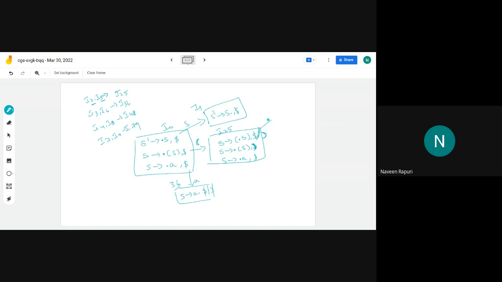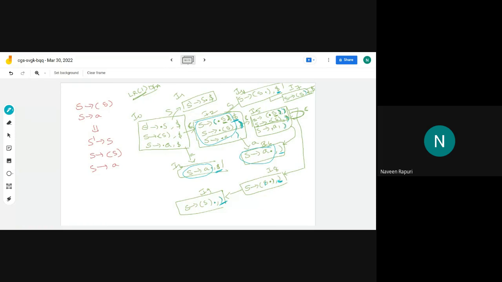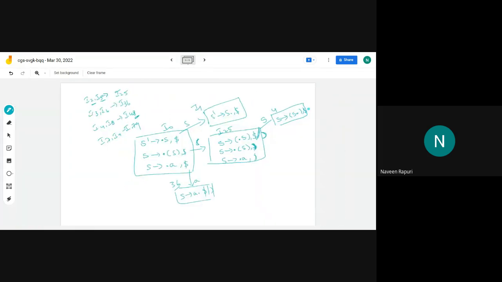Now on capital S, it is moving to S derives open parenthesis S dot close parenthesis, comma dollar, and along with that this is the 4, sir. 4 and 8. What is 8 here? Closed parenthesis. So we need to add slash closed parenthesis. From this is 4, 8.